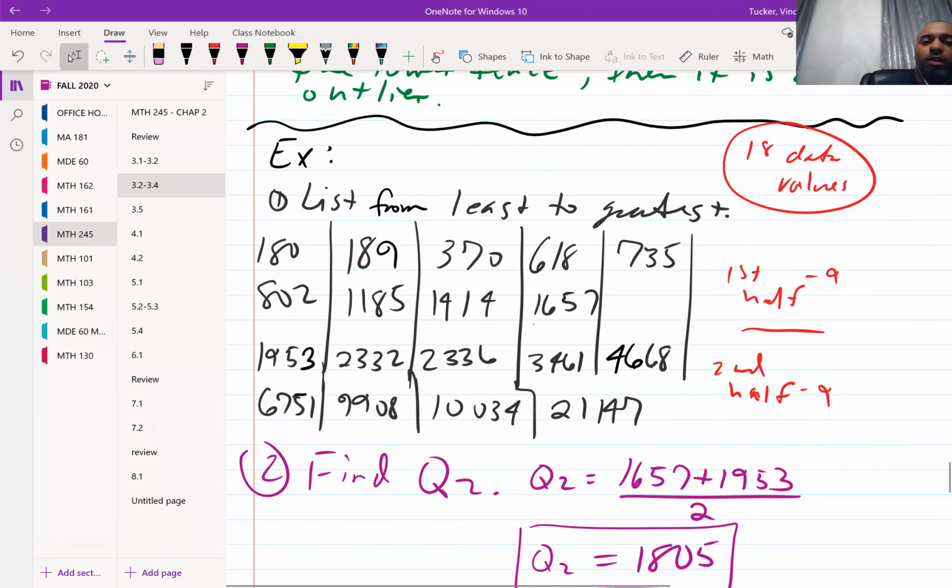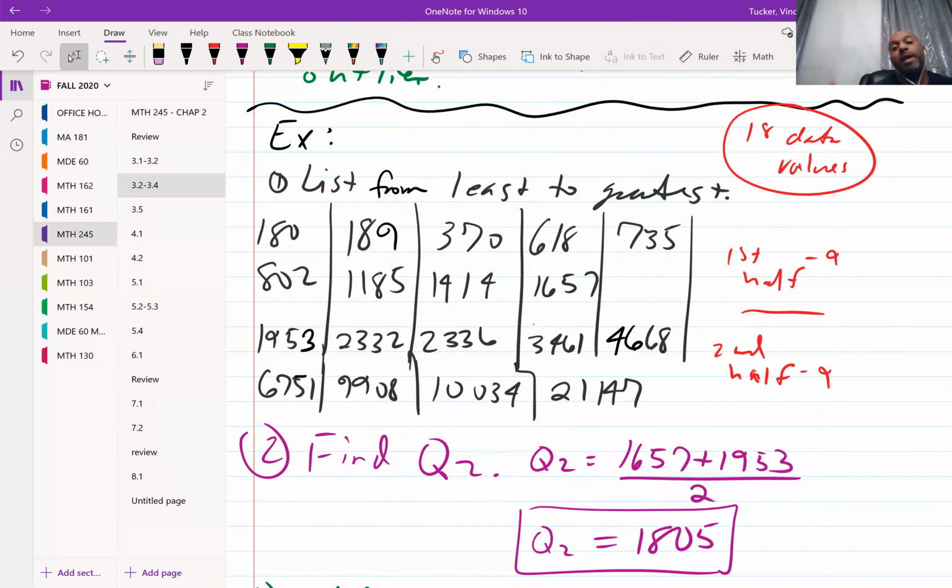So first step, after listing your data values from least to greatest. Notice I put a 1 right here for that list. Then second step will be finding Q2. We have 18 data values.